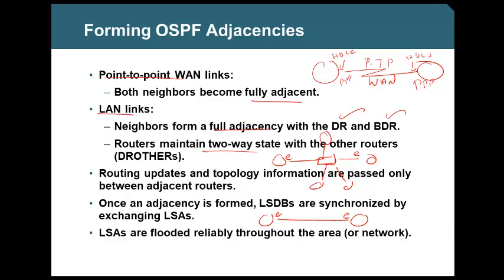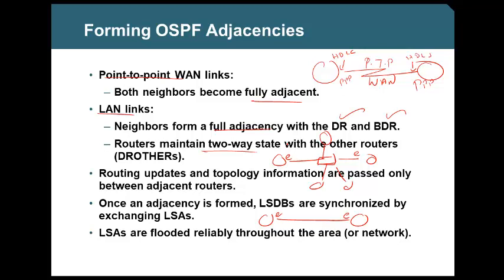Whereas in a LAN link, when there is an Ethernet link, there will be an election. There will be one router as a DR, another as a BDR. If you have more than two routers, then the third router will be DR other, the fourth router will be DR other. This type of election is to avoid duplicate information that causes loops.